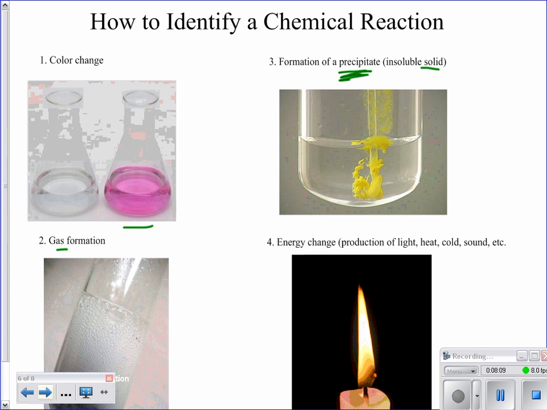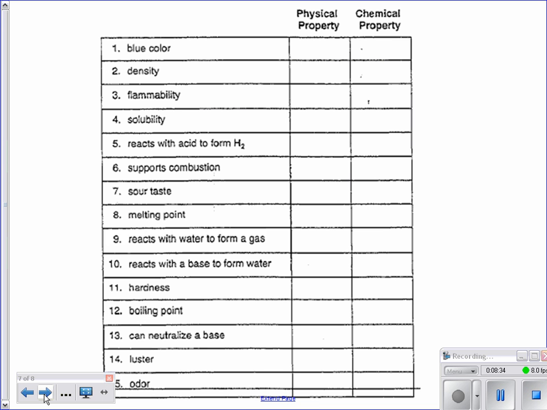And then finally, an energy change can occur, and most frequently it's going to be a change in temperature. More often heat is produced, but you could also have heat removed in the process. Some other ways that energy changes might be evident would be the production of light, sound, some different things like that. Okay, so those all identify chemical changes.